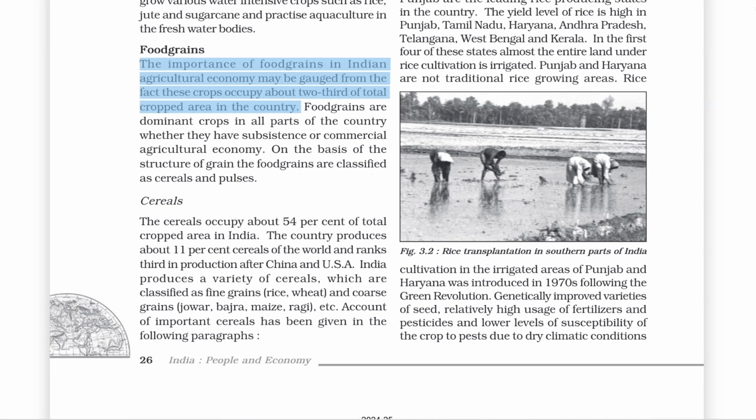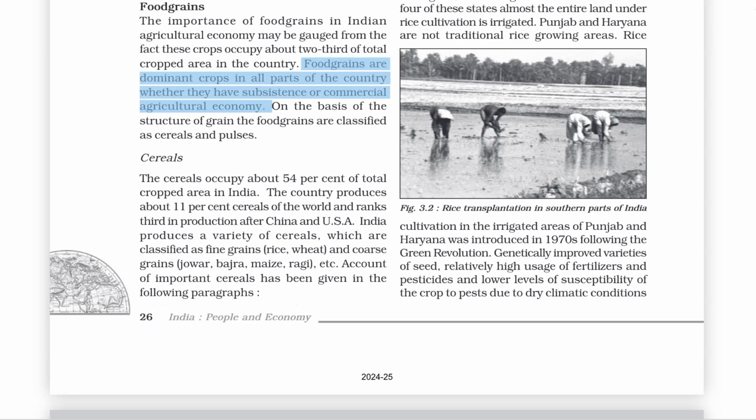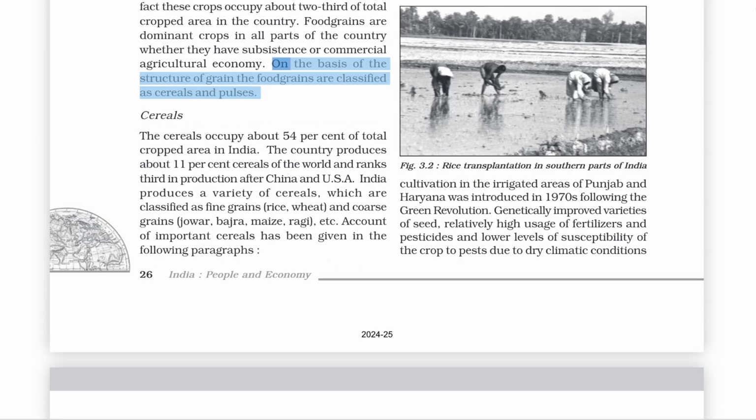Food grains. The importance of food grains in Indian agricultural economy may be gauged from the fact that these crops occupy about 2/3 of total cropped area in the country. Food grains are dominant crops in all parts of the country whether they have subsistence or commercial agricultural economy. On the basis of the structure of grain, the food grains are classified as cereals and pulses.